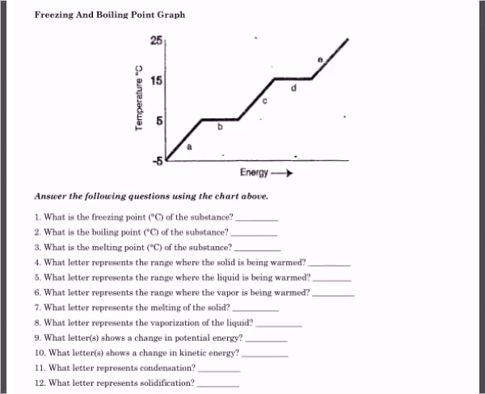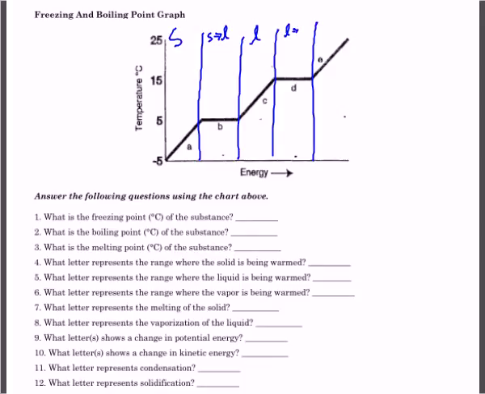First off, what type of curve do we have going on here? We've got a heating curve, so it might be helpful for you to kind of draw your lines to help you answer some questions. We've got solid here, solid to liquid here. We've got liquid, liquid to gas, and then we've got our gas phase right there. Some basic things. Freezing point, guys.